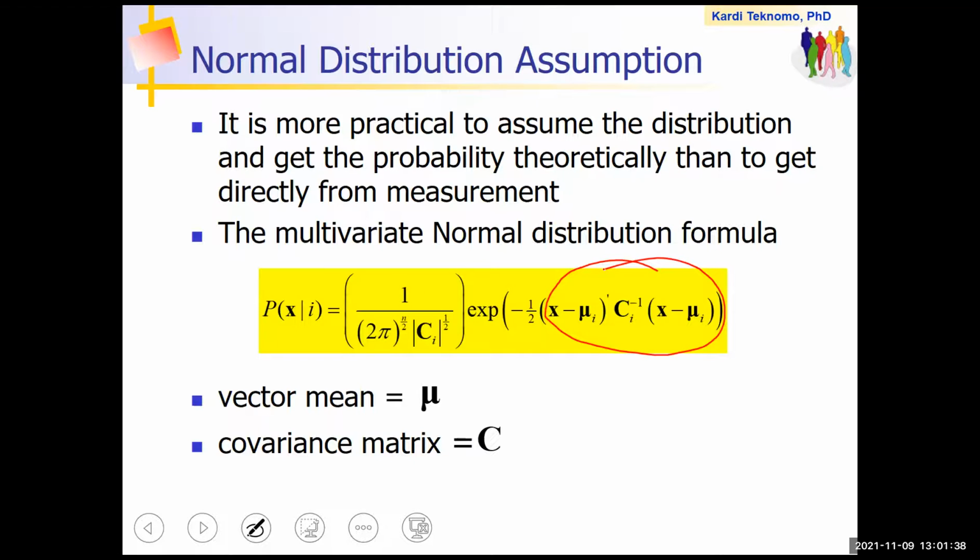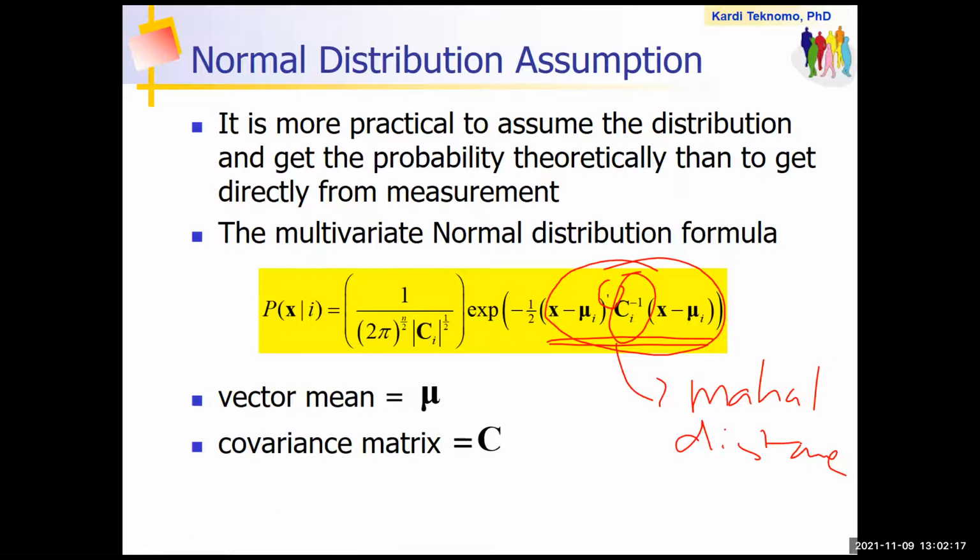So this covariance matrix, I take the inverse, and the first part here, I take the transpose. You see the small accent symbol here means transpose. So the overall of this formula is called the Mahalanobis distance. So this is basically a distance.